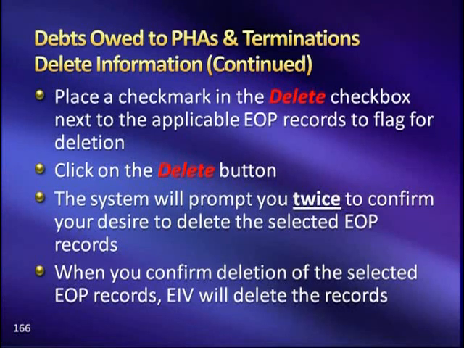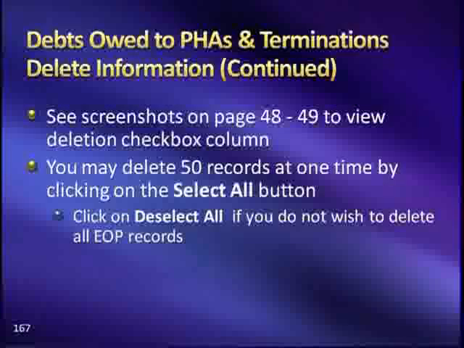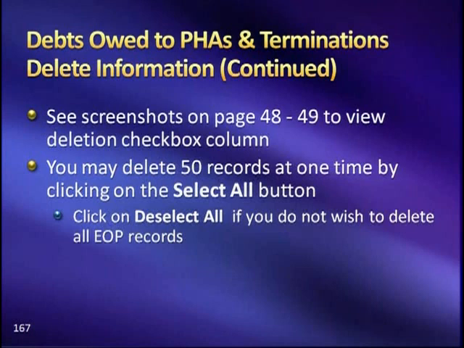To delete a record, it's very simple. You put a check mark in the delete checkbox next to the applicable EOP record and click on the delete button. You'll be prompted twice, as I mentioned to you earlier, to confirm that you want to delete the record. When you confirm deletion of the selected record, it goes bye-bye for good. Okay, and I did mention you can delete 50 records at one time, or you can click multiple records up to 50.